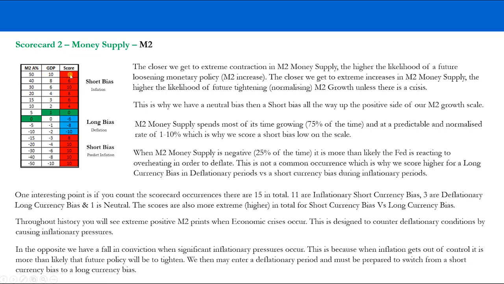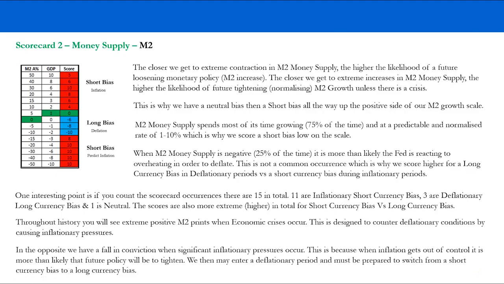We're predicting extreme inflation, and then we have to be prepared to potentially move to the long currency bias if this drops significantly and doesn't have a huge impact on the economy. So we basically scorecard in a lower score at the very, very extremes, and scorecard low within the normal bounds. And when we're somewhere in between, we're scorecarding quite high in terms of inflationary bias.